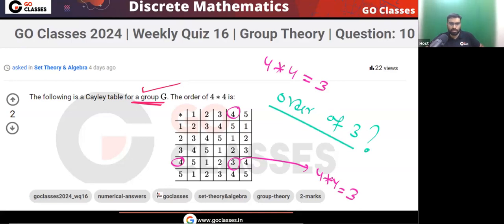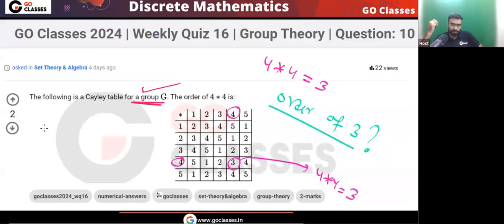Okay, so tell me, what is the order of 3? If you want to find the order of 3, then what is 3 power 1? That will be 3. First of all, you find the identity element. What is the identity element here? You can check what the identity element is in this question. Please tell me. Yeah, the interesting thing is that the identity element is 5.